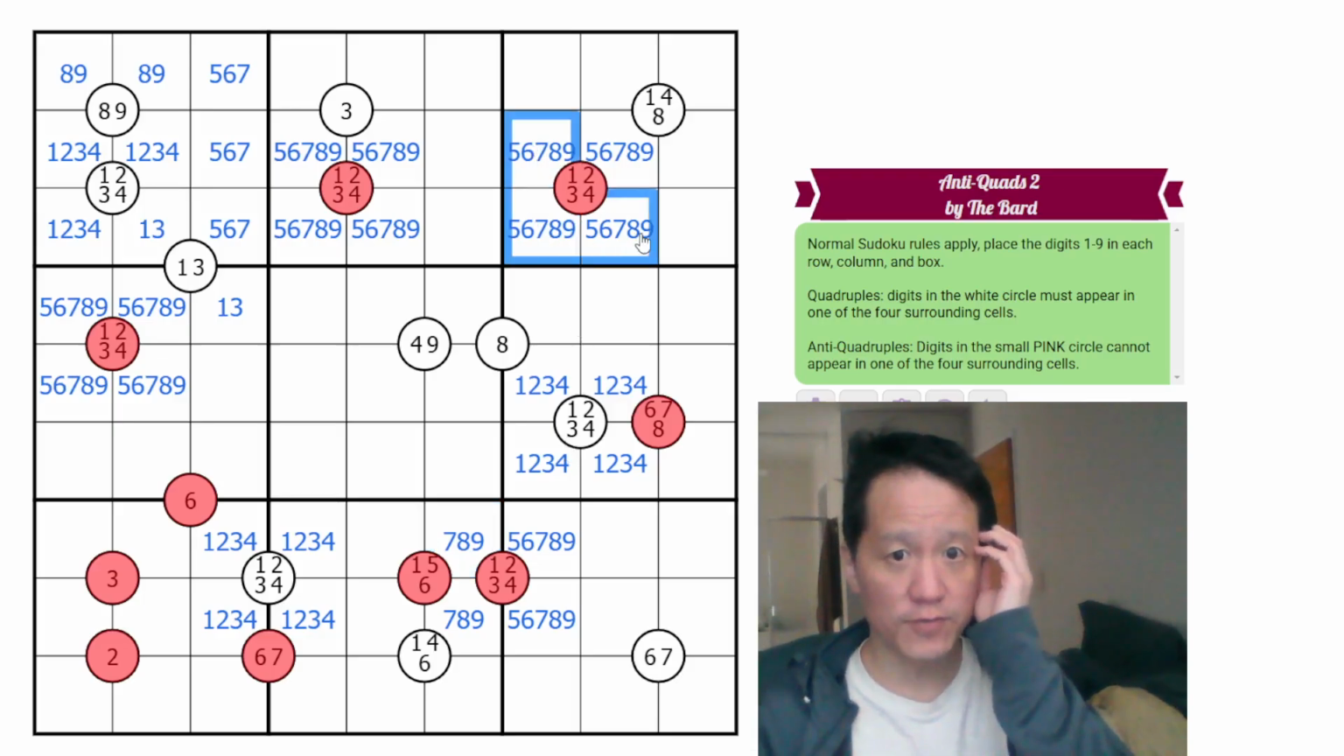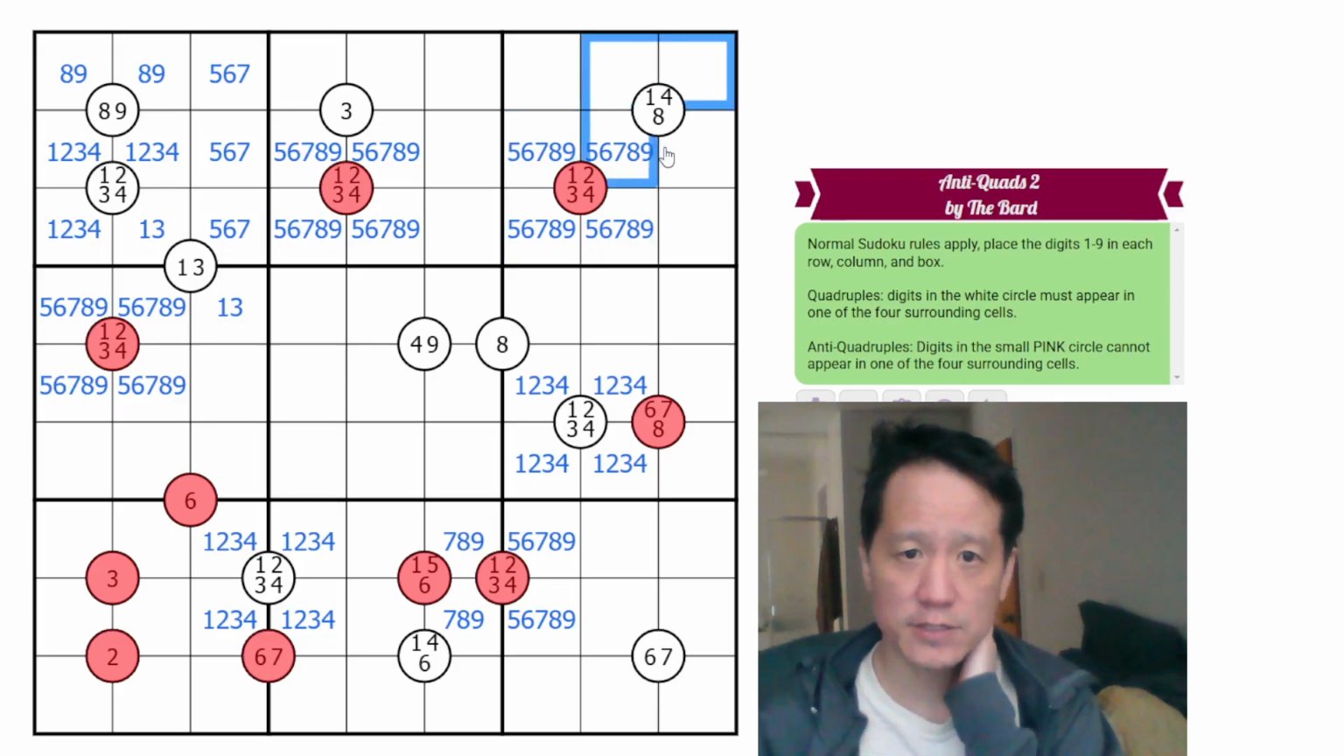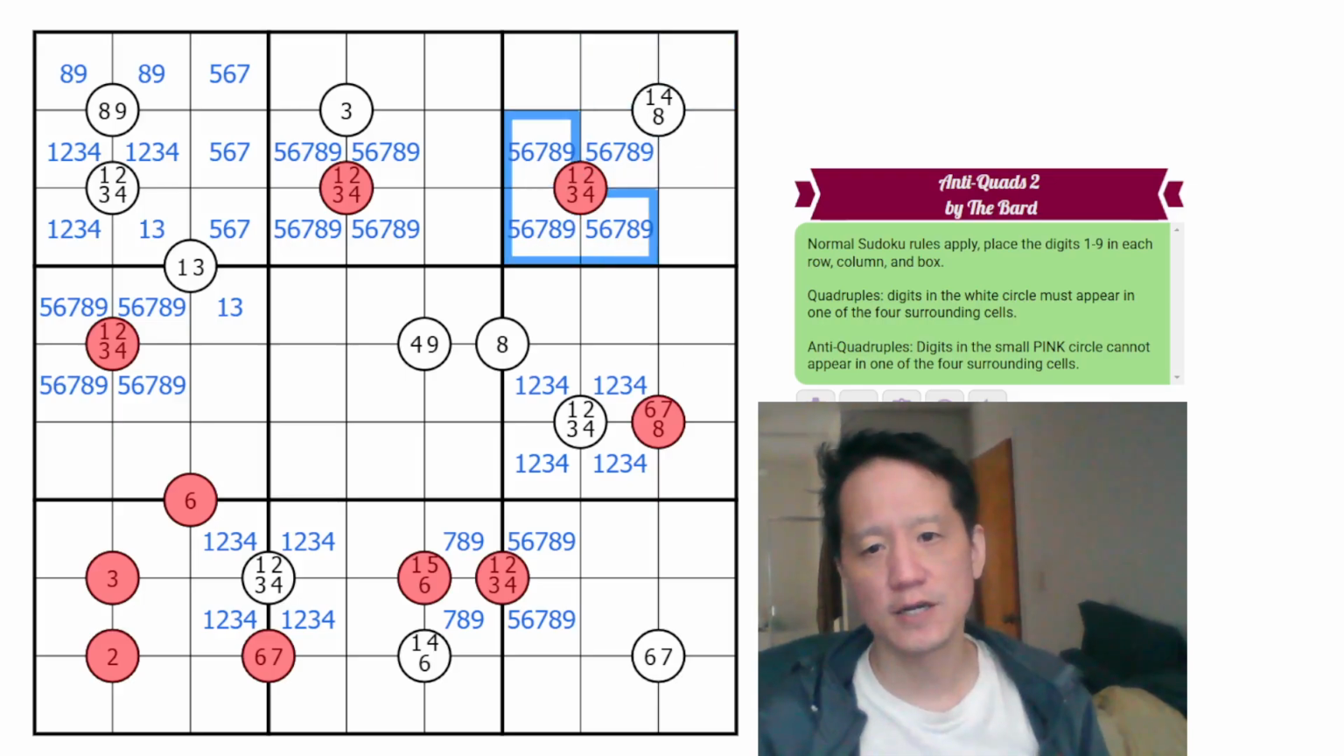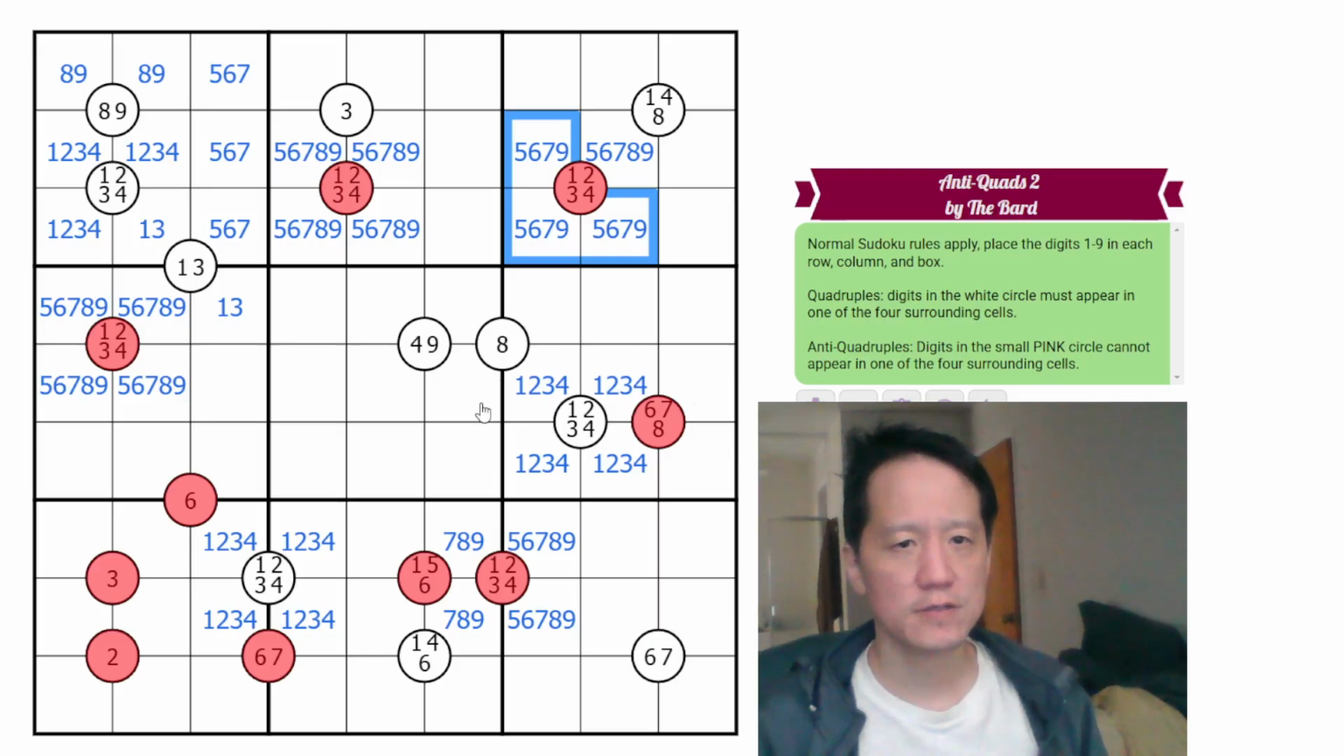Eight cannot be any of these three cells because 8 has to be one of these cells. So none of these could be 8. 3 has to be one of these two cells because it cannot be part of these cells. So one of these has to be a 3.